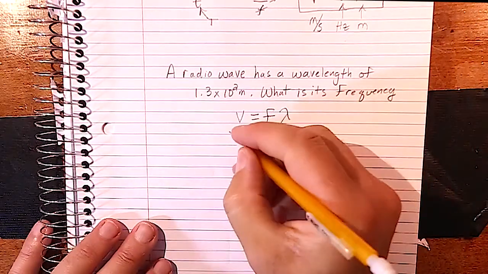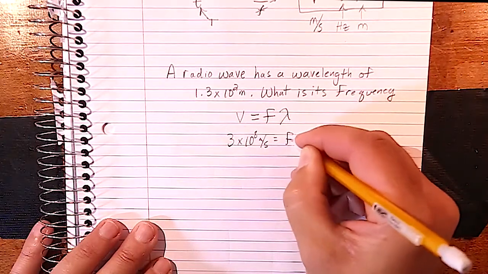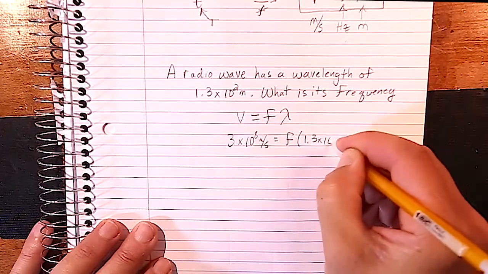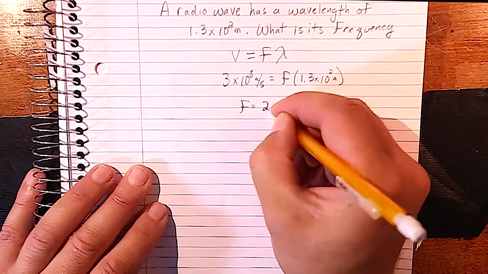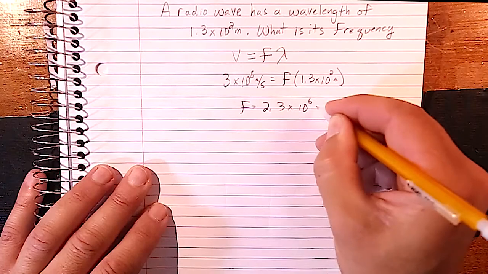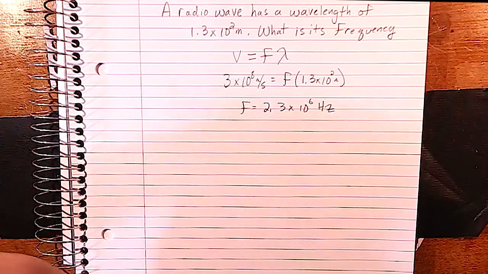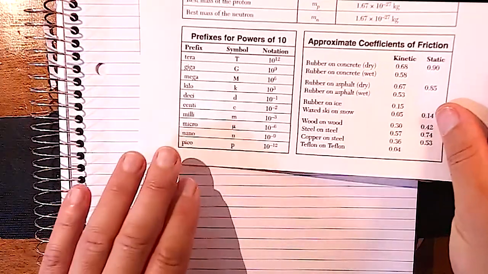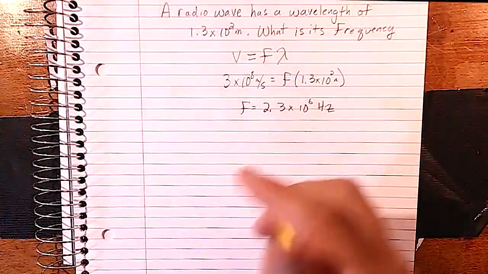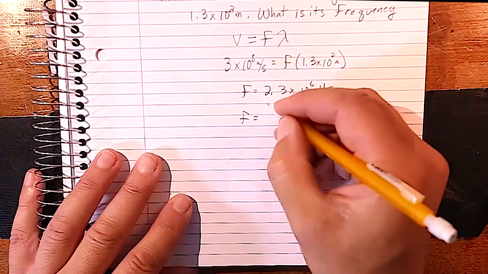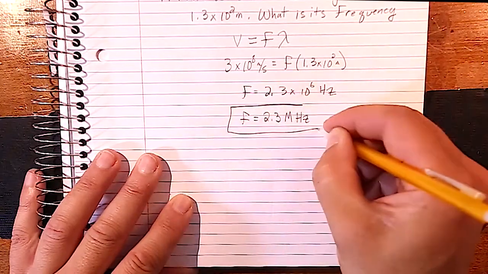So we put in our 3 times 10 to the 8th meters per second is equal to f times 1.3 times 10 to the 2 meters. And if we do the math on that, we end up with a frequency of 2.3 times 10 to the 6th hertz. Now, sometimes they aren't going to leave the unit that way. They'll ask you to put it into a scientific power of 10. And we know that 10 to the 6th is mega. So what we can do is rewrite this as f is equal to 2.3 megahertz.